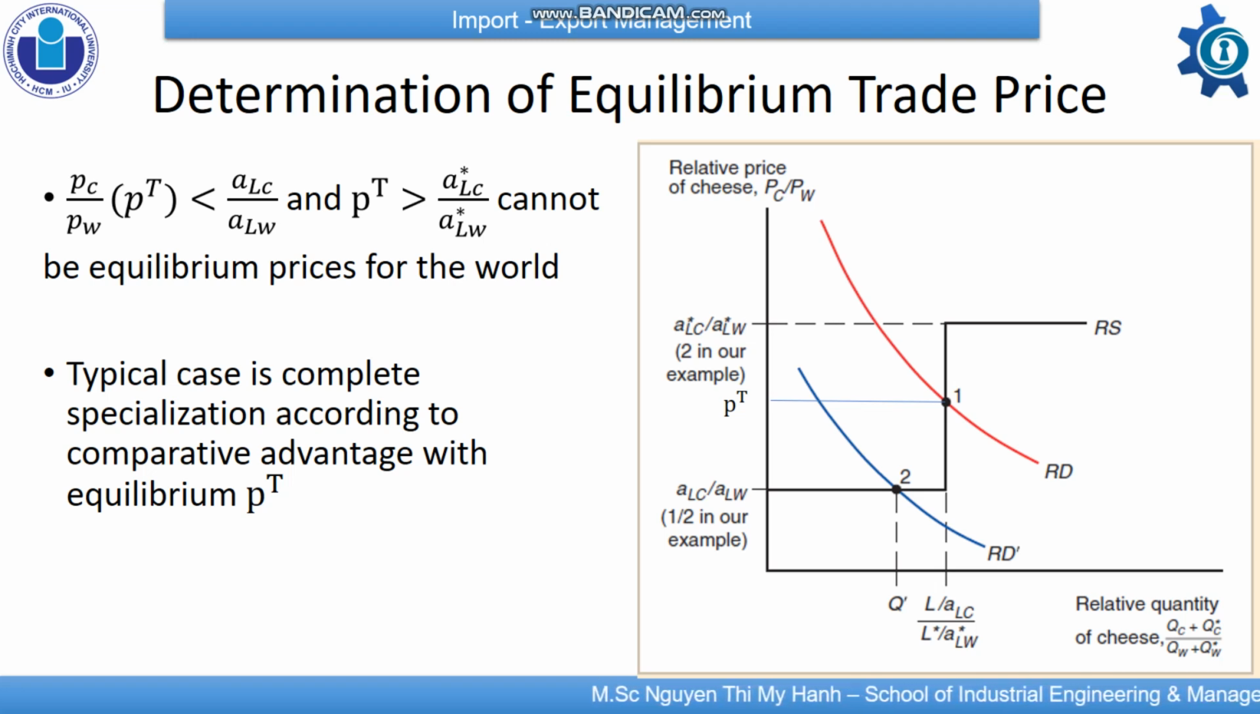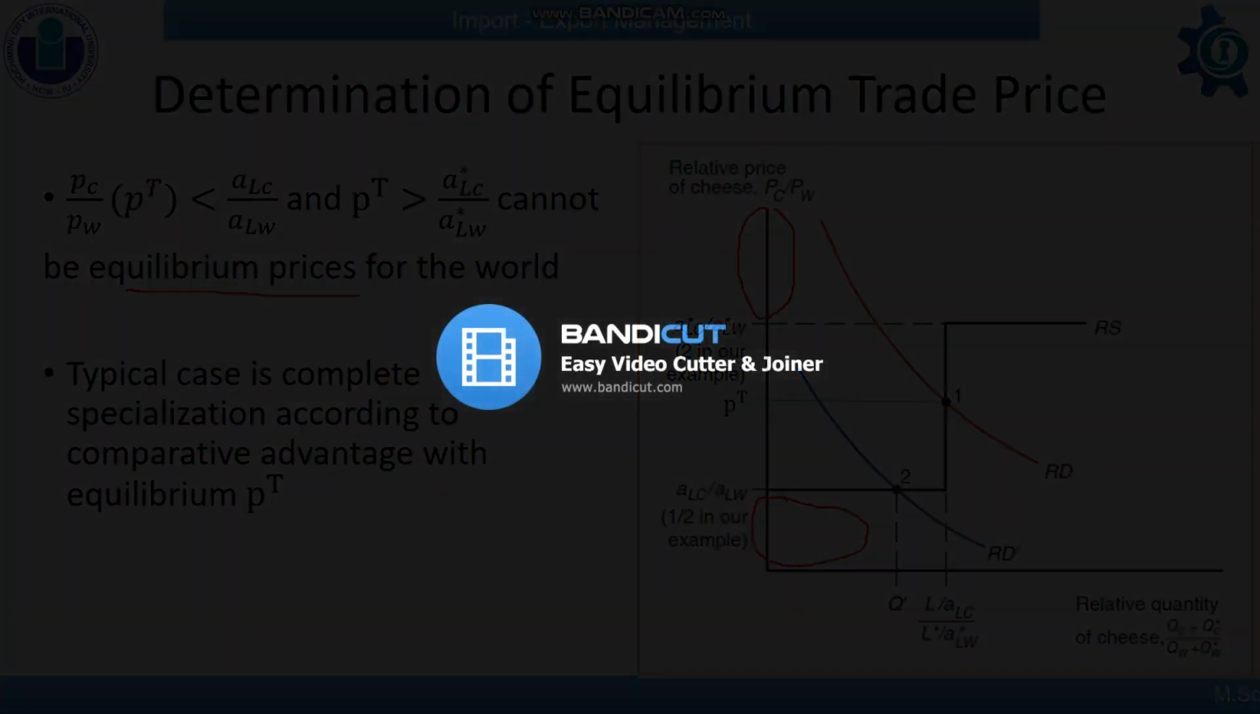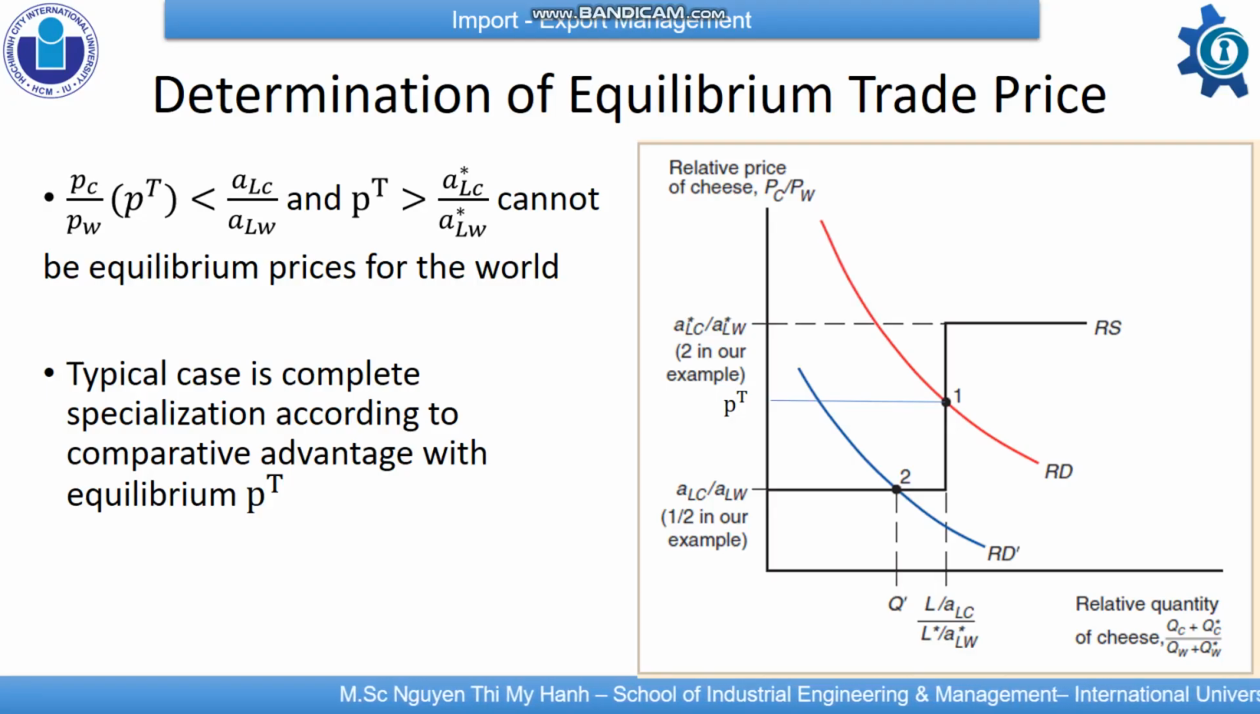In this case, if the relative price of cheese is less than the unit labor requirement in this area, or when it's larger than the relative unit labor requirement in the foreign country, we cannot find the equilibrium price for the world. The typical case is complete specialization according to comparative advantage with equilibrium PT. So it's here, at this point. It's the intersection between the demand and the supply. So we have PT here.